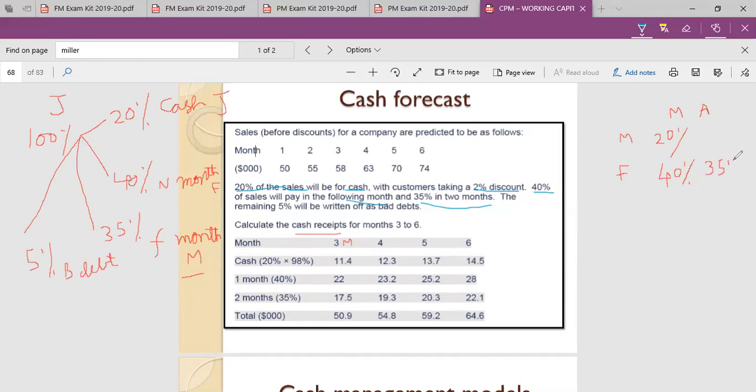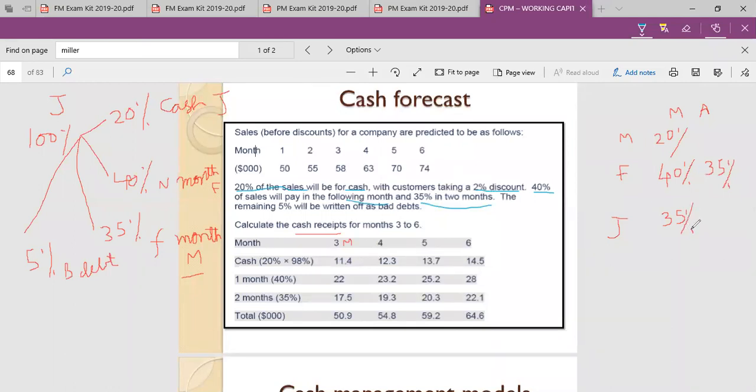Then before that month is January. So January, 20% in January, 40% in February, and 35% in March. Do you understand that?